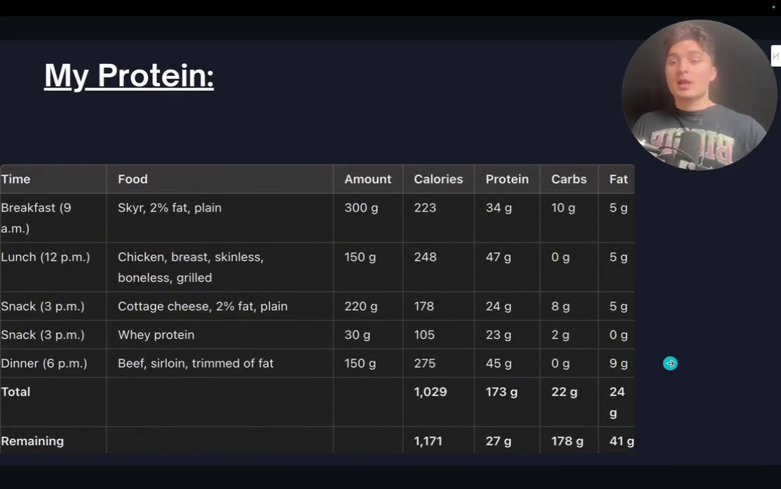Here's my protein. So for breakfast, I'll have skyr, and I'll have it plain. For lunch, I'll have chicken breast, boneless, grilled. My snack at 3 p.m. will be cottage cheese. My other snack will be whey protein with milk or water. And then for dinner, I'll have a sirloin steak. Those are my protein sources, and as you can see, that accounts for 1,030 calories, 170 grams of protein, 22 grams of carbs, and 24 grams of fat.